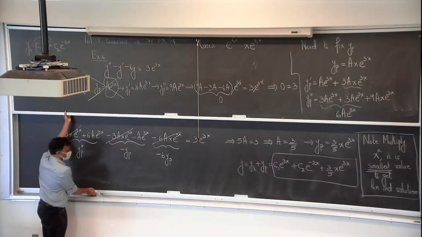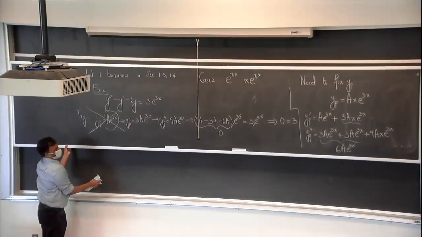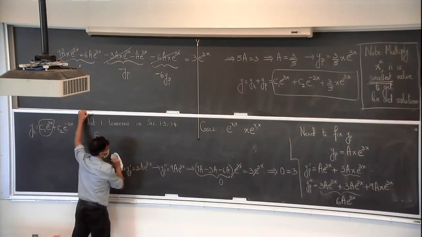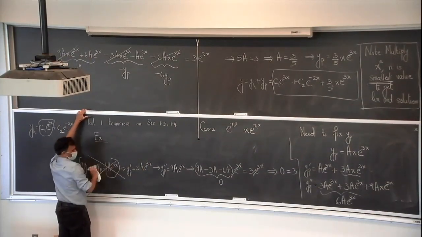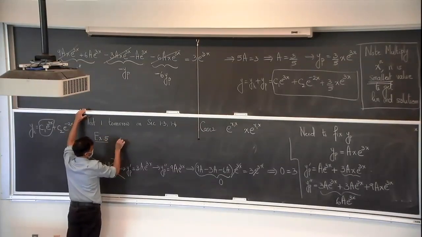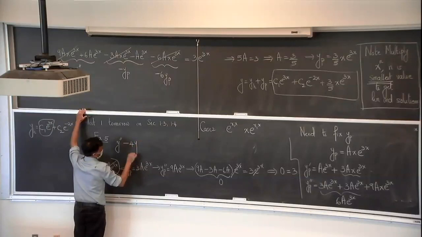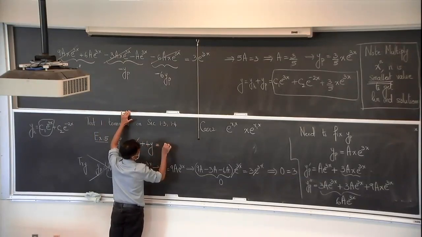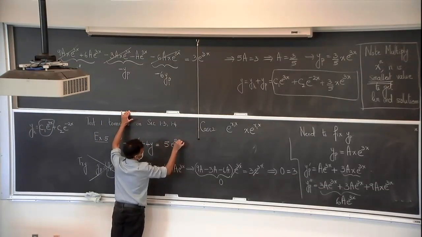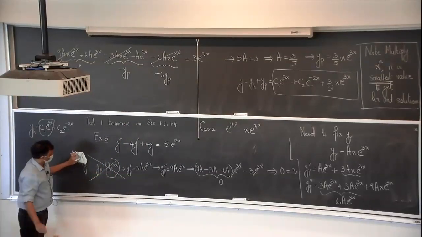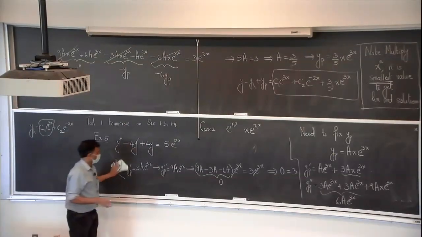Now let's change this. Example 5. So I'm going to change my left-hand side to y double prime minus 4y prime plus 4y equal to 5 e to the power of 2x. Try that and see what you would do.